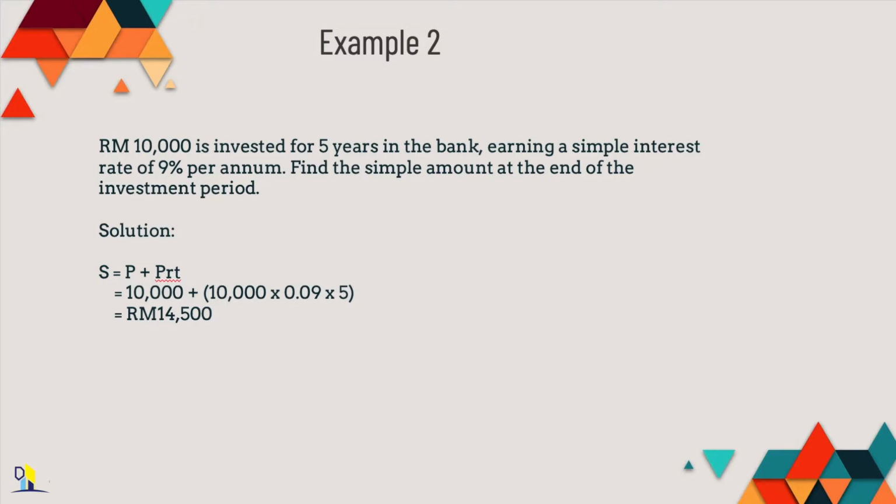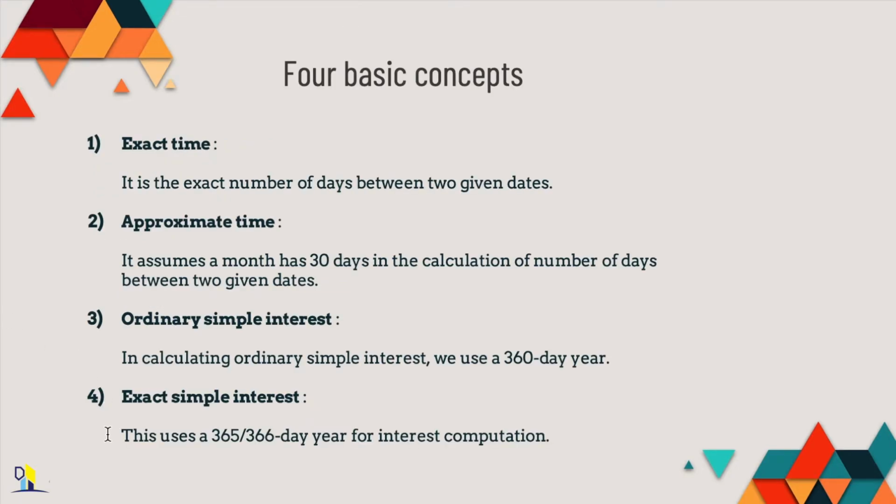Next, a little bit of theory here that we've got to go through. Four basic concepts. Exact time, it is the exact number of days between 2 given dates. Approximate time, it assumes a month has 30 days in the calculation of the number of days between 2 given dates. Ordinary simple interest. In calculating ordinary simple interest, we use a 360-day year.